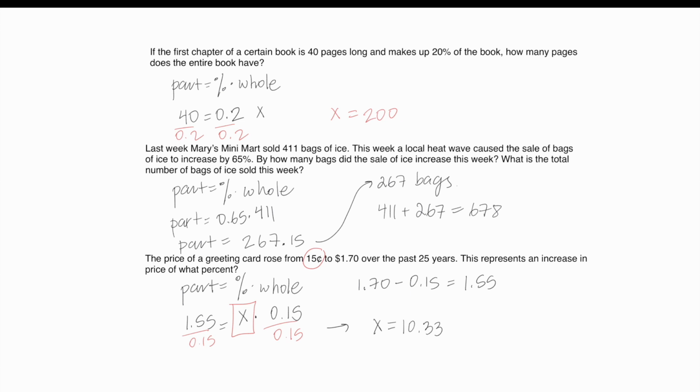10.33. Now, what is that 10.33? Remember, this is the x, this is the percent, but the percent in this formula is always the decimal. So this is not 10.33%. This is actually 1033%.